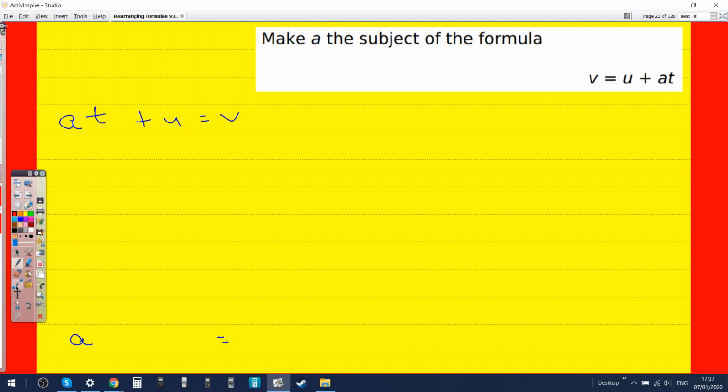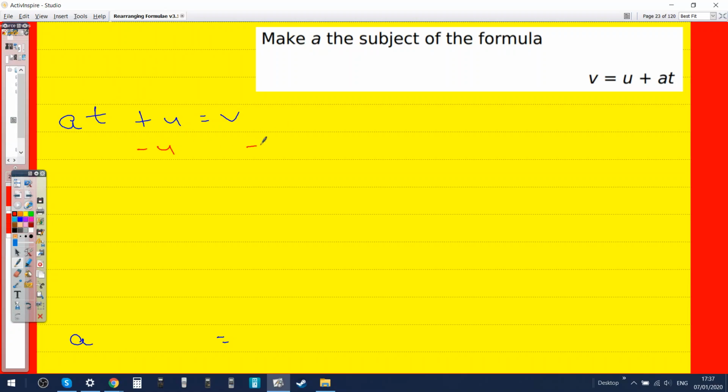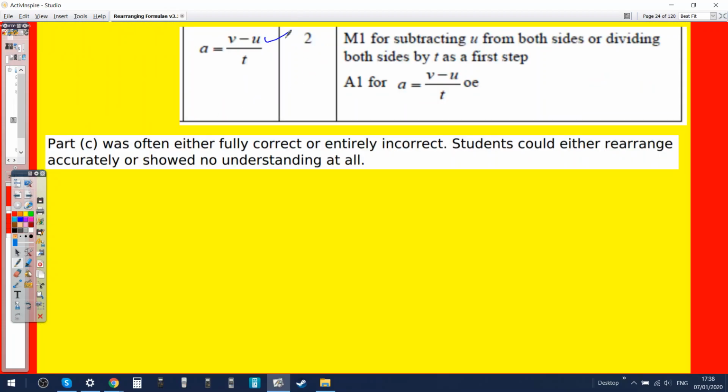So minus u from both sides. So u minus v minus u, and at minus u. Okay. And final step. You divide it by t. So it would be v minus u over t. Well done. That's what A is equal to. So any questions there?